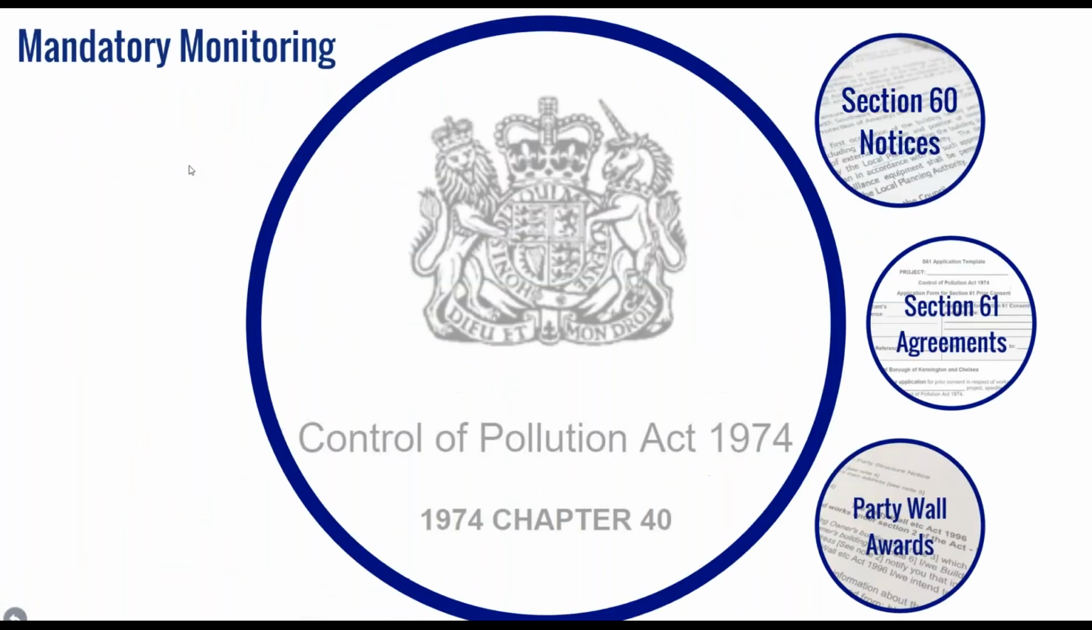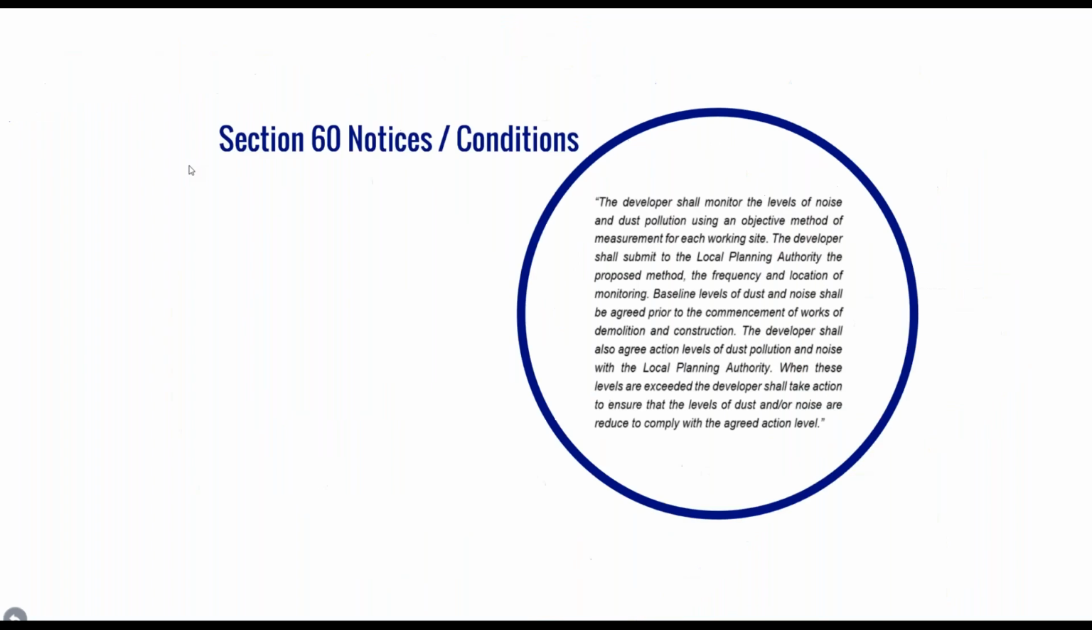Chapter 40 of the Control of Pollution Act gives local authorities powers for controlling noise and vibration from construction sites and other similar works in England, Wales and Scotland. And I'm now briefly going to discuss 3 examples of where mandatory monitoring is required, as shown on the screen on the right. The first is Section 60 notices.